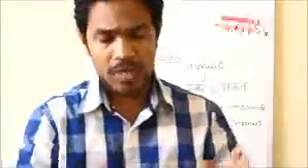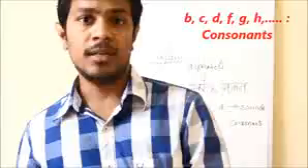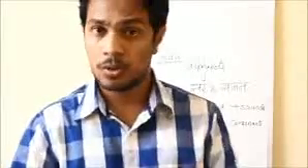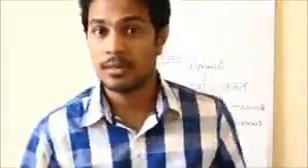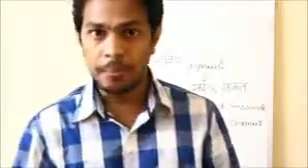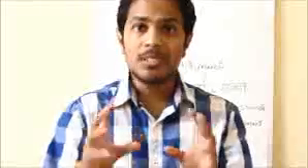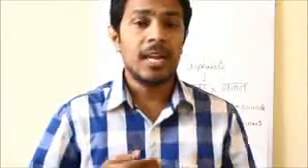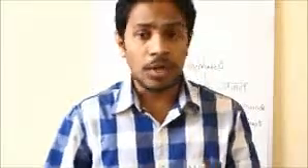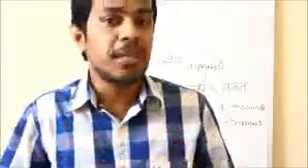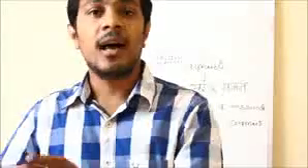A, E, I, O, U are vowels, whereas the remaining B, C, D up to Z, except for the vowels, are consonants. Now, why only A, E, I, O, U are considered as vowels? Well, swara means sound. It can be pronounced by a person who is dumb. It does not require the ability to speak to say A, E, I, O, U.